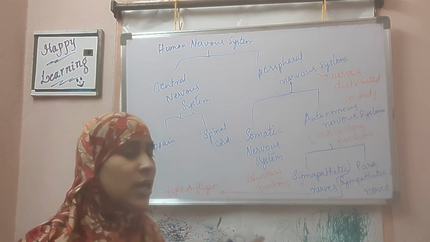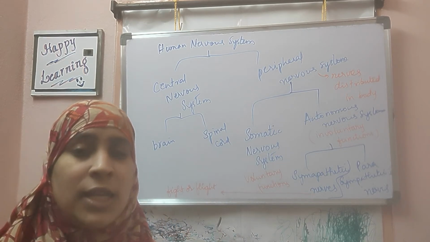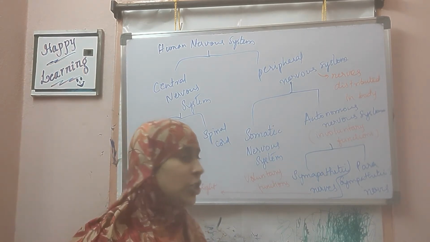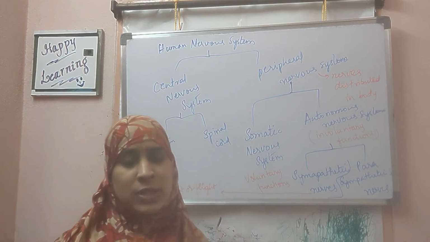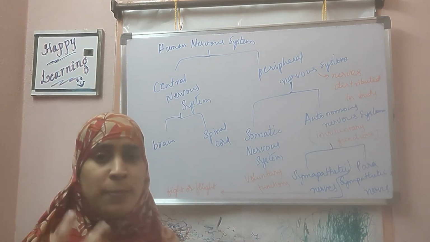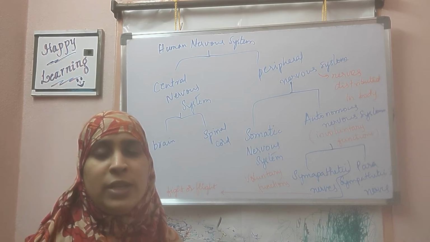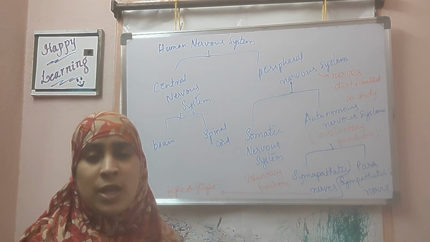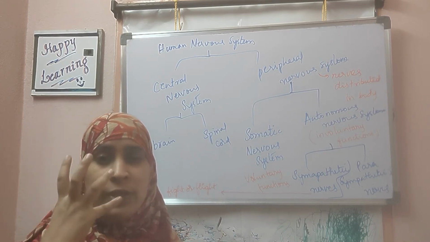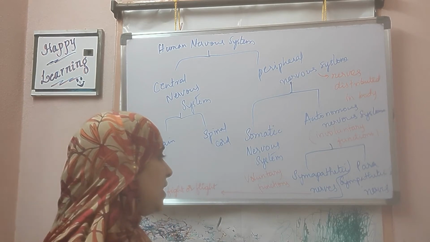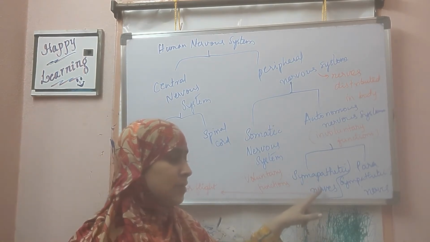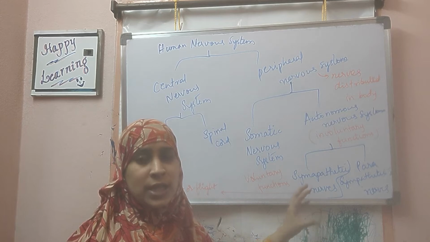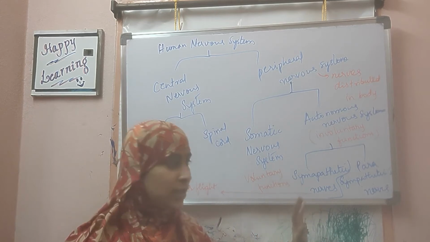So all the actions of our body that are related to anger or depression come under sympathetic nerves. Suppose when you get angry, your blood pressure will increase, your heartbeat will increase, goosebumps will occur on your body, your pupil will get dilated. All these come under the sympathetic nervous system. All these functions are controlled by sympathetic nerves.